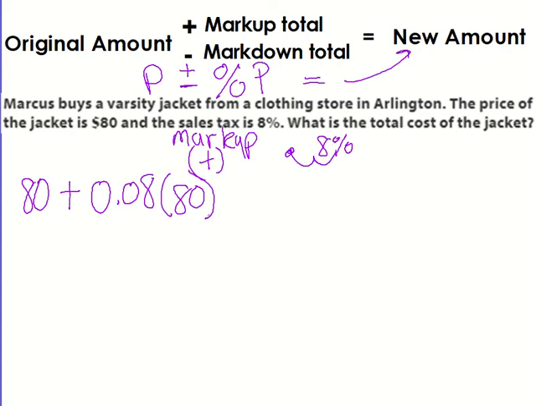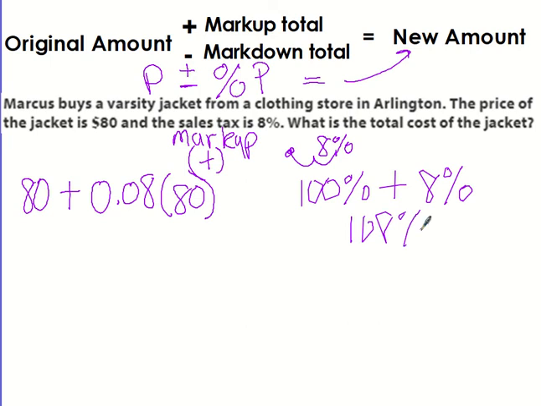So remember though, yesterday in 5.2, we talked about how there's another version of this, right? It's our 100% plus our 8%. So we would get 108%. And then we move our decimal over and we get 1.08, and then we're going to times it by 80. Looks like my computer is lagging my writing for some reason.